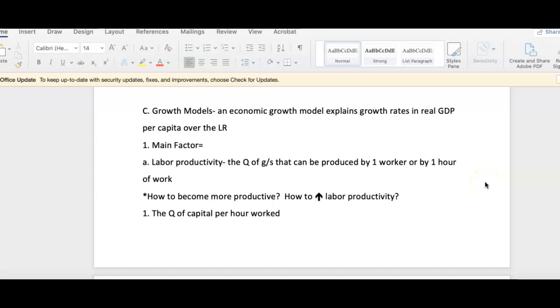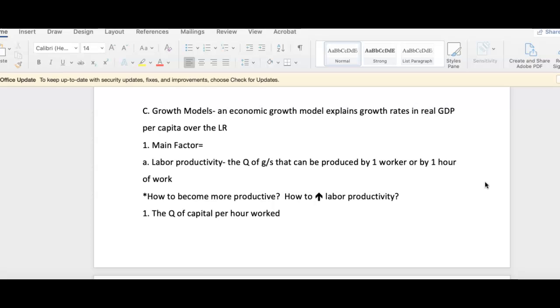So let's talk about growth models. An economic growth model is set up to explain growth rates in real GDP per capita over the long run. And the fact that it's in the long run is important. The main factor that affects real growth rates is labor productivity.